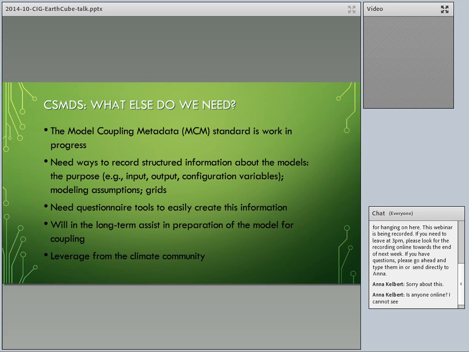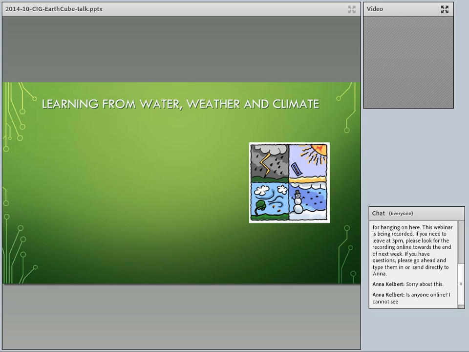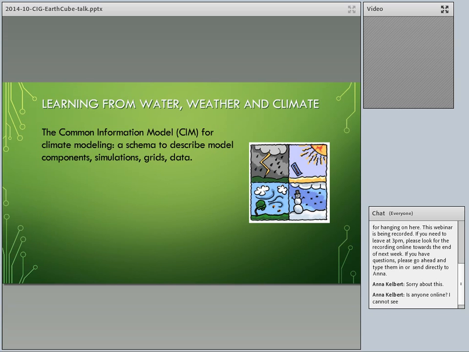So to make it manageable, we would need to provide questionnaire tools to easily create this information. And once the information is in the system, it would also be machine readable, and it would assist modelers in preparation of the model for coupling with the BMI or other ways of coupling. So we intend to leverage that, or rather we are leveraging it from the climate community experience. And something that they have been employing for many years now is the common information model. That's a schema. It describes numerical model components. It also describes simulations and grids and data.